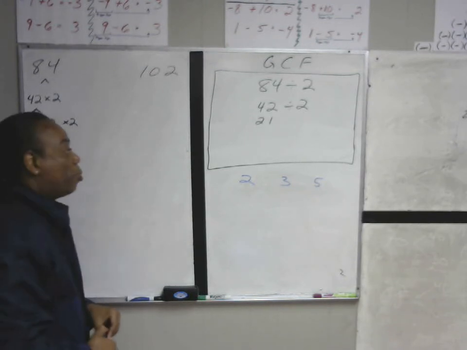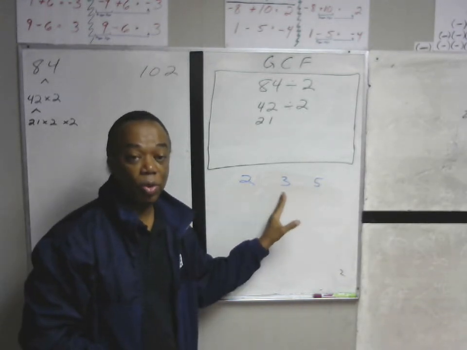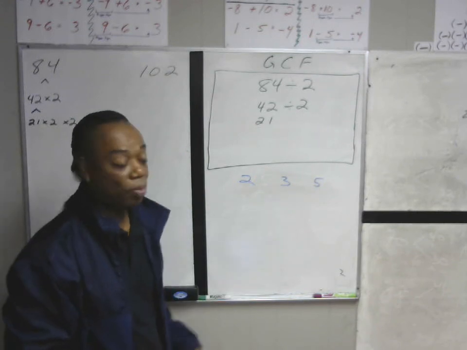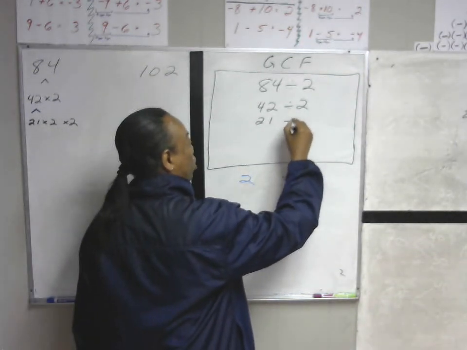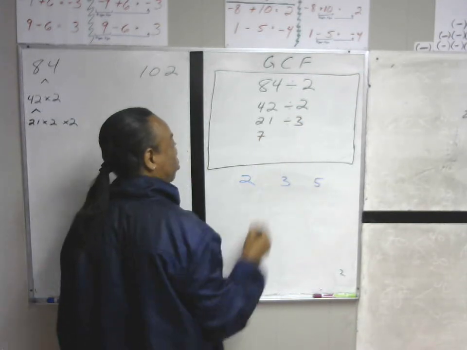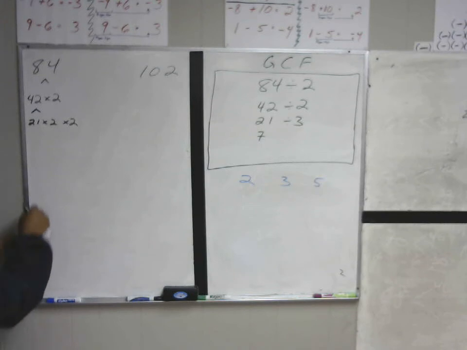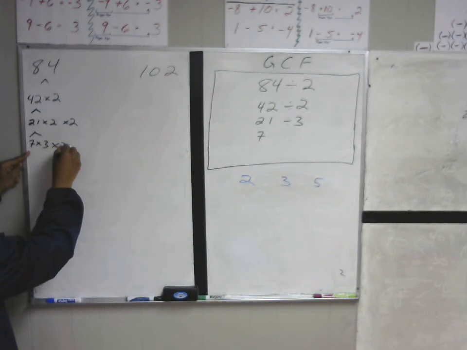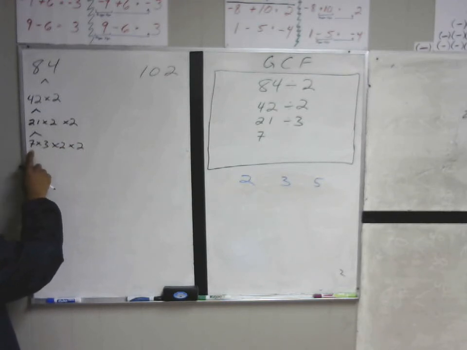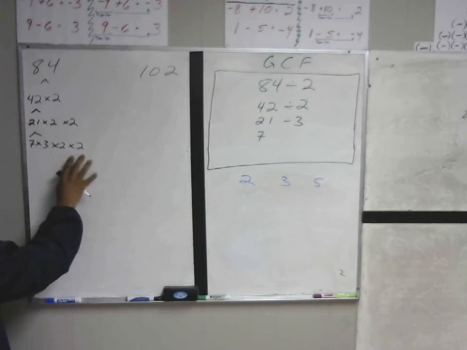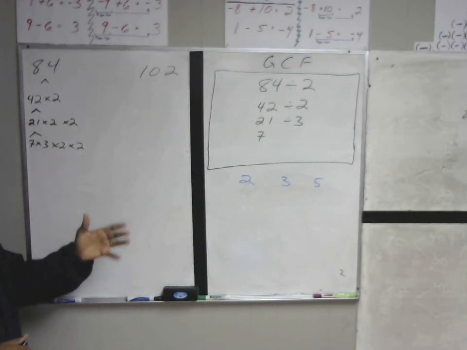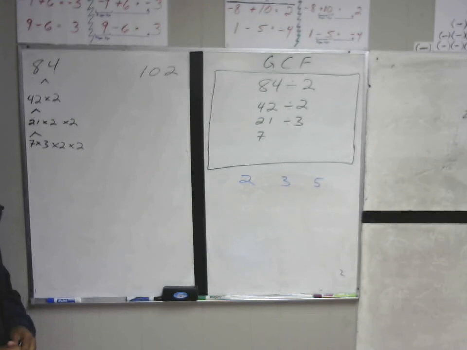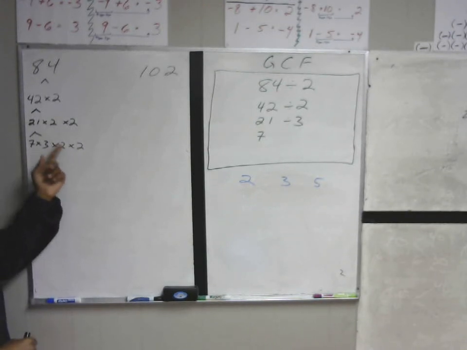Now 21 is an odd number. We can no longer divide by 2. So now we're going to move over to 3 and start dividing by 3. 21 divided by 3 gives us 7. So this tells us that 21 can be broken into 7 times 3. And we bring down our 2 here and our 2 here. And 7, 3, 2, and 2 are all prime numbers, so we have no more division to do. Those are all our factors of 84.